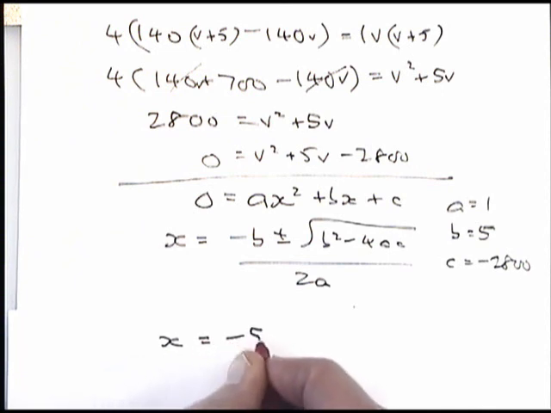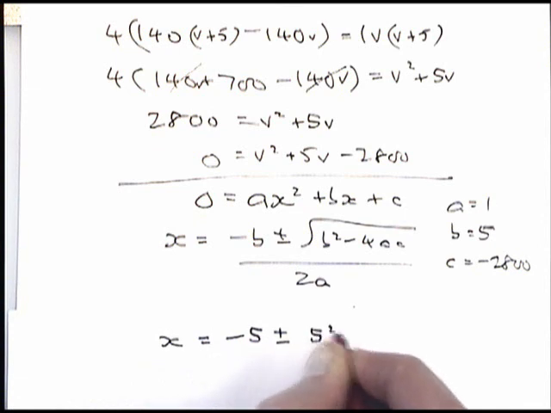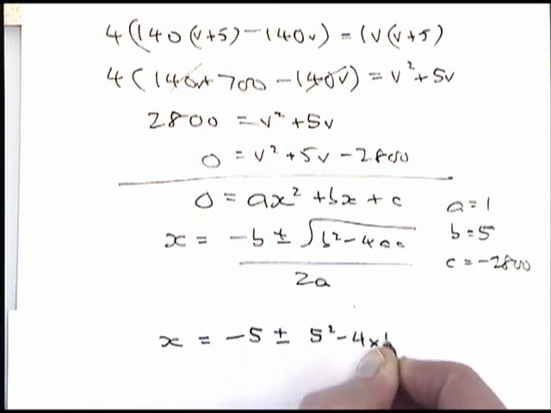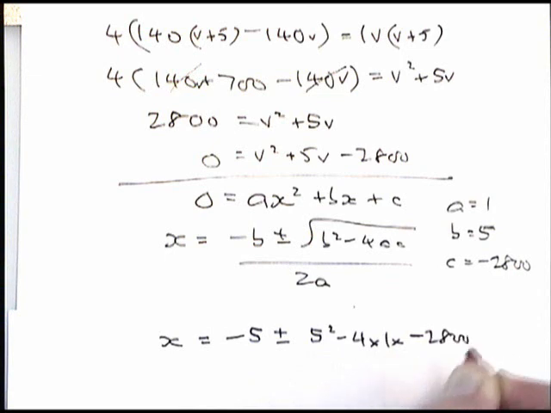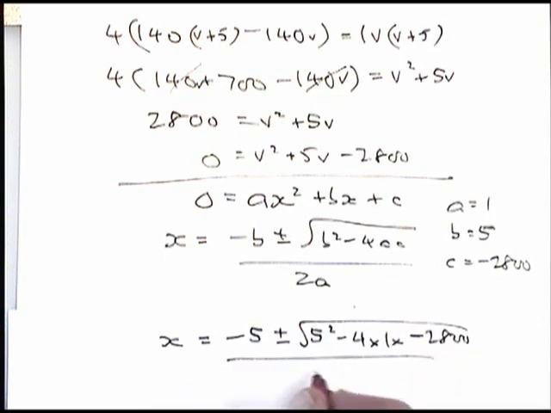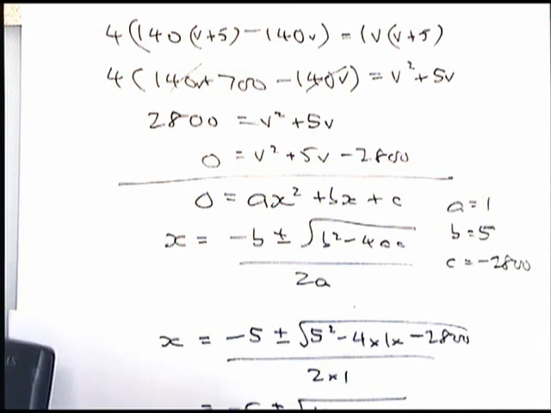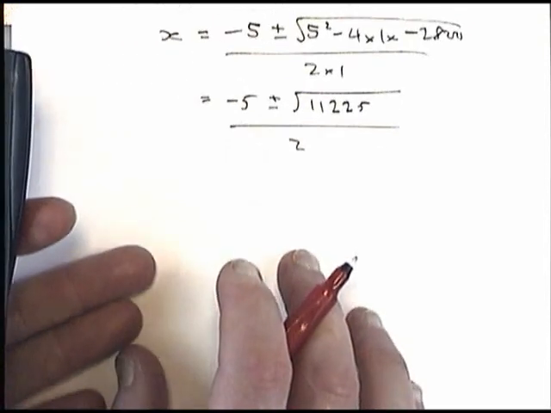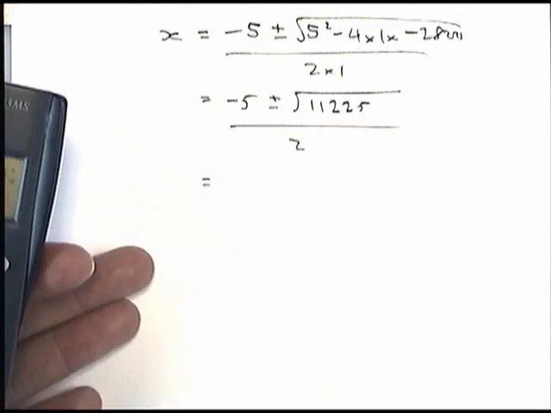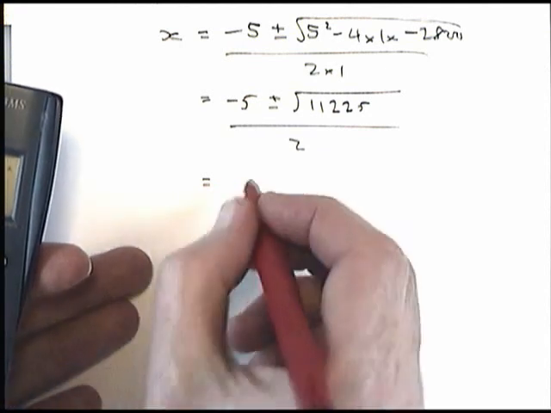x is minus b plus or minus the square root of b squared minus 4ac, all over 2a. You must be careful with your signs here. We start to work out what's inside that square root sign. We need to do 5 squared, take away 4 times 1 times negative 2,800, and that is 11,225. So we can continue working through solving the equation. We need to square root that number.